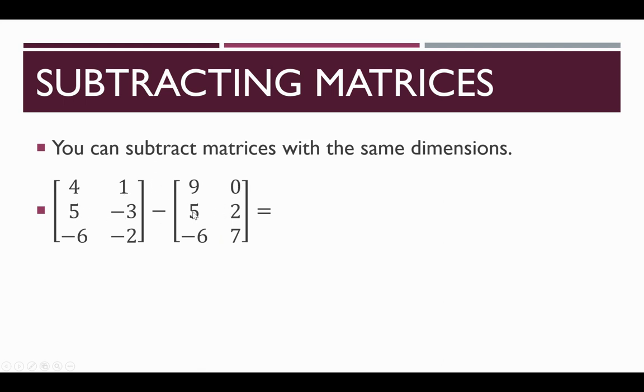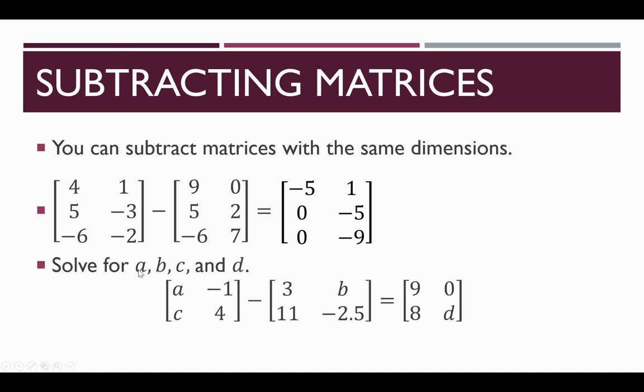5 minus 5 will give us 0. -3 minus 2 will give us -5. -6 minus -6 will give us 0. And -2 minus 7 will give us -9. Similar concept, we're solving for the letters A, B, C, and D.